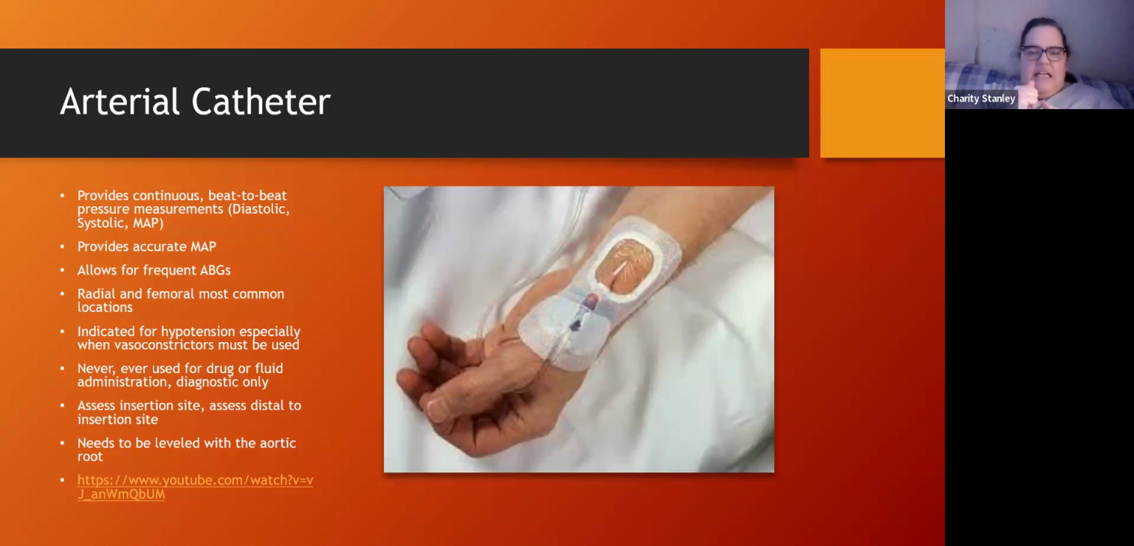Now, an art line is not used for anything but diagnostic capacity or for getting ABGs. Okay. This is for diagnostic treatment only. You are going to have separate venous lines that you can get blood out of, that you can put different things into. Okay. And you need to assess frequently to make sure that it hasn't gone out into the tissues. And the patient has to be leveled. The machine that's measuring the pressure has to be leveled with the aortic root on the patient.